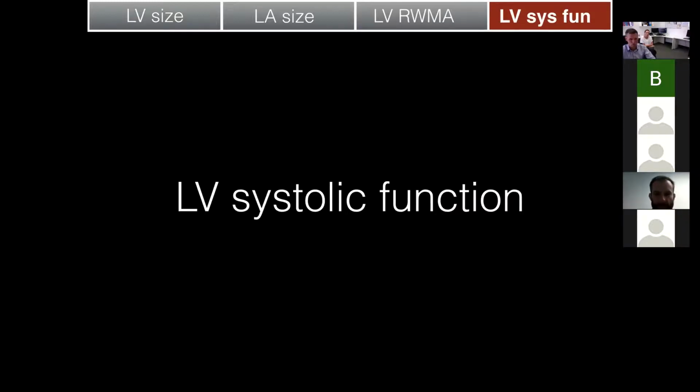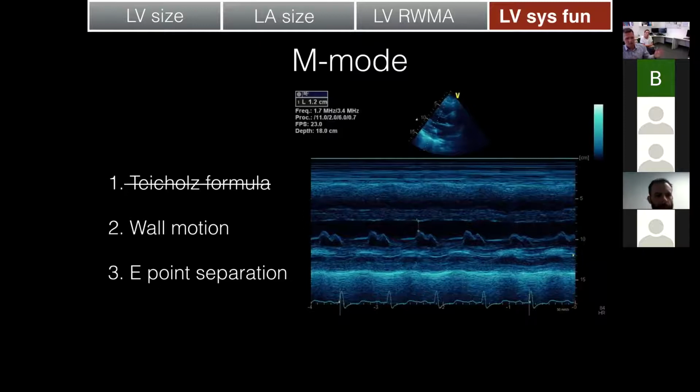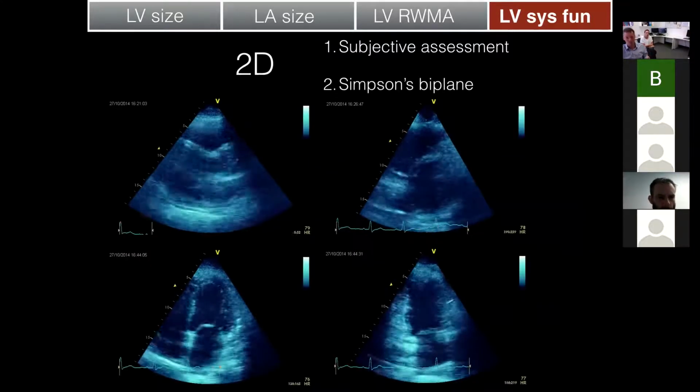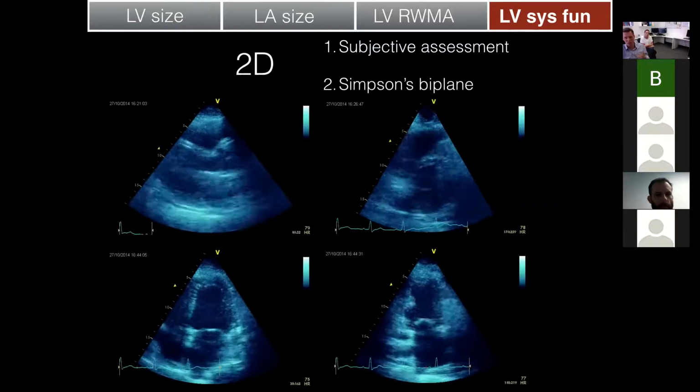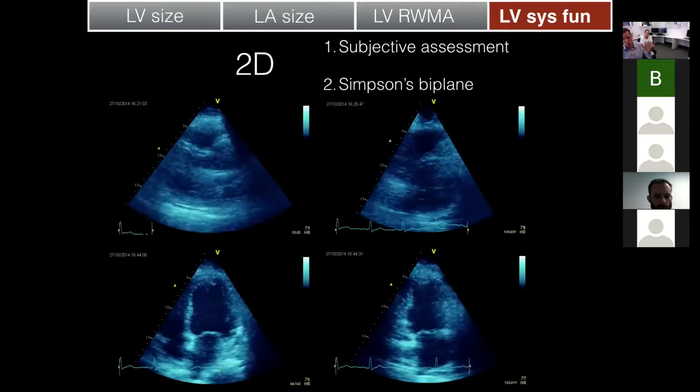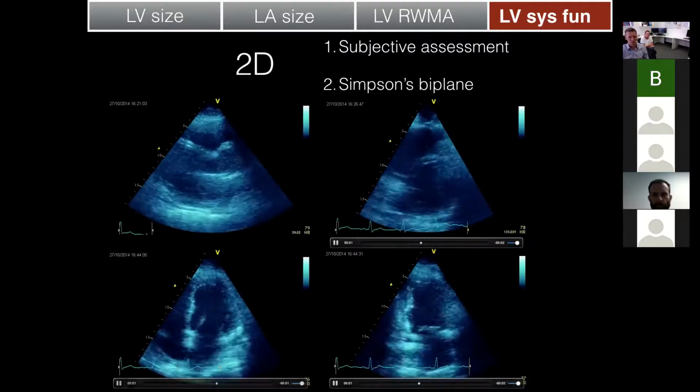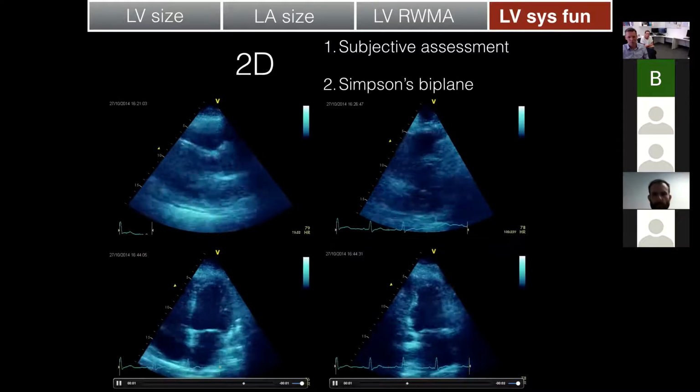And last but not least, systolic function. We've said, as Louise was saying, Teichholz's method is rubbish. We can look at our wall motion on our M mode, and we can look at our E point septal separation, and greater than 7 millimeters suggests a reduced cardiac output. So that's the movement of that anterior mitral valve towards the septum, and normally it should go right up against the septum, and if it's a long way away, it's reduced cardiac output. We've got our subjective assessments, and we've got a Simpson's biplane on 2D imaging. For a subjective assessment, you've got to use as many views as possible. For our Simpson's biplane, we've got to use our apical 4 and apical 2.